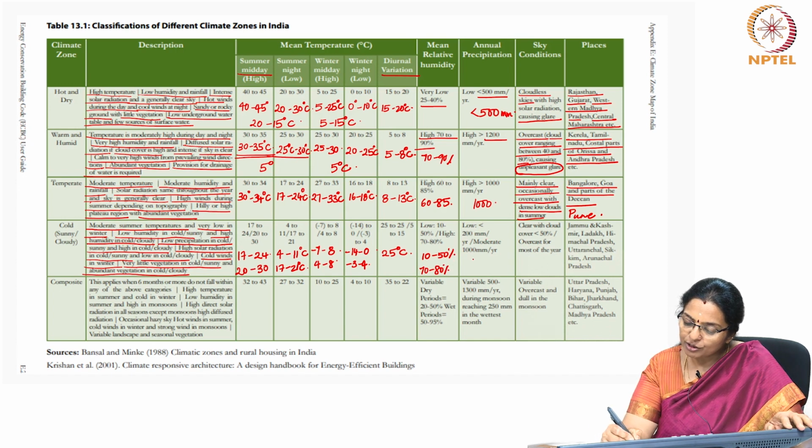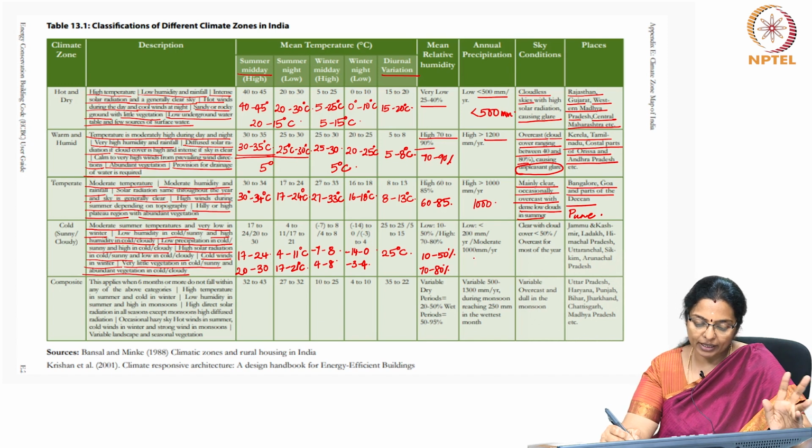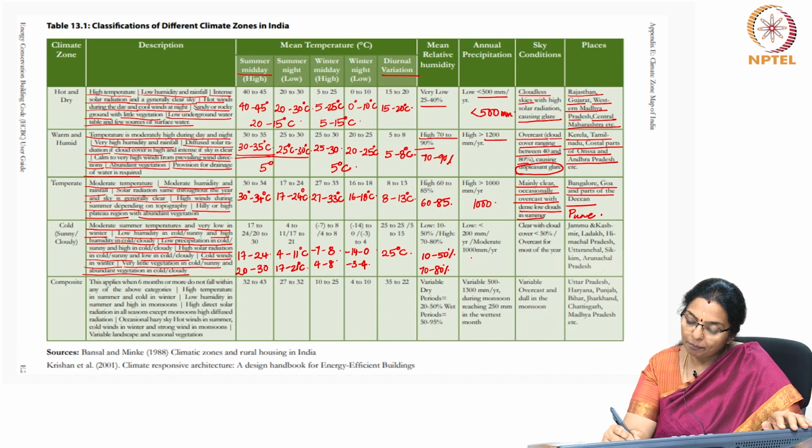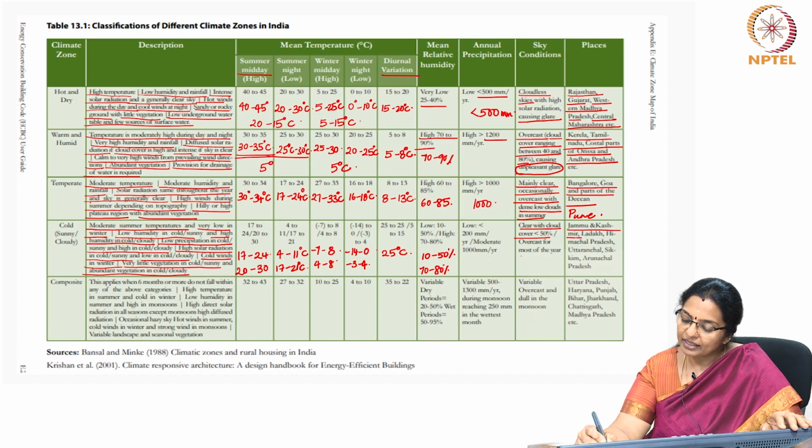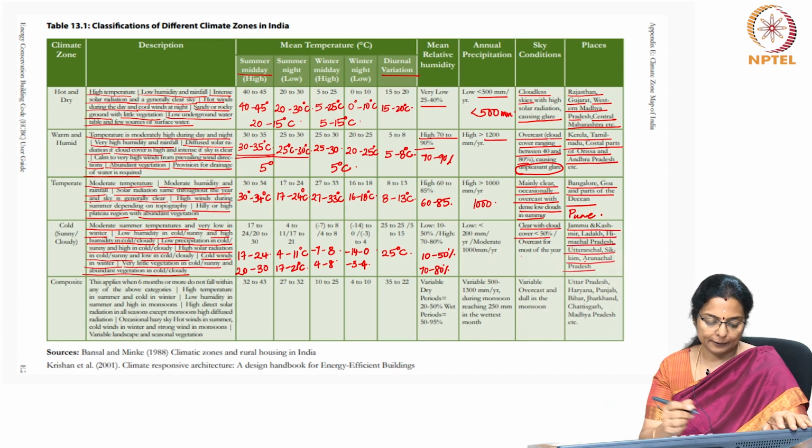Annual precipitation is low, it is less than 200 mm in cold and sunny, and it's moderate up to 1000 mm in cold and cloudy. Sky conditions are clear with cloud cover in cold and sunny, and they are overcast for most parts of the year in cold and cloudy. Areas include Jammu and Kashmir, Ladakh, Himachal Pradesh, Uttaranchal, Sikkim, Arunachal Pradesh.